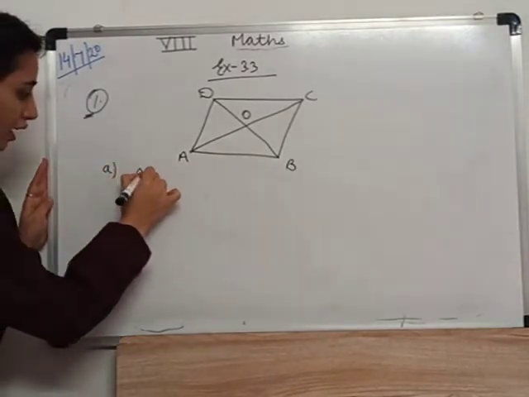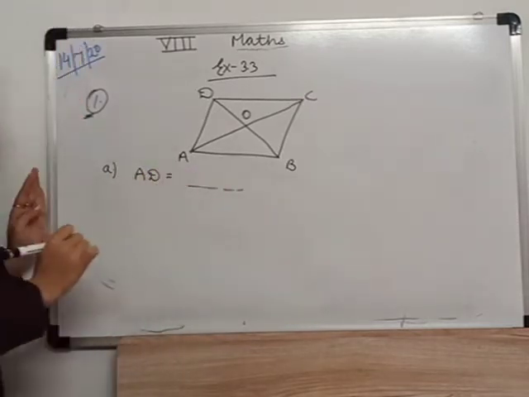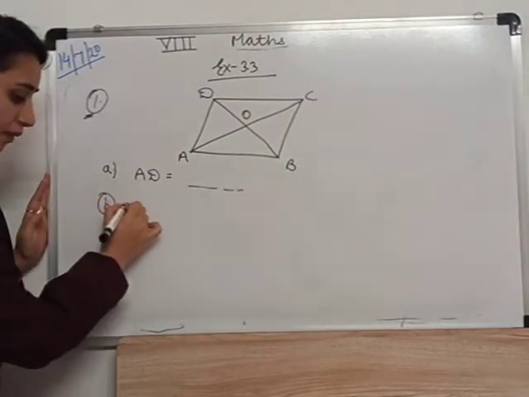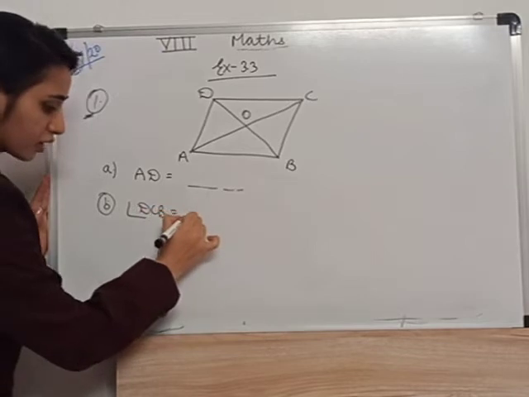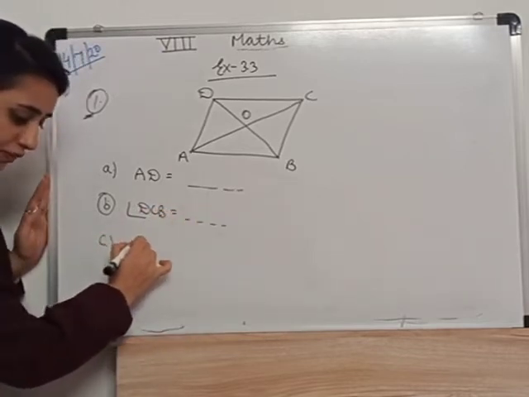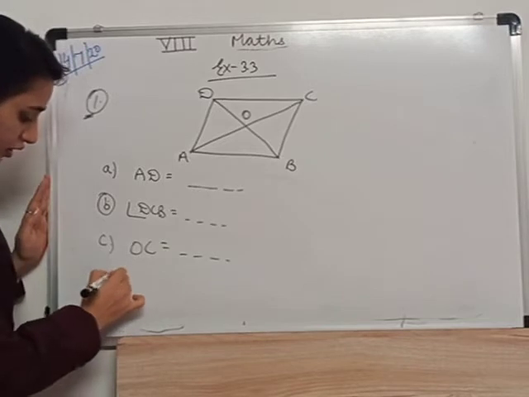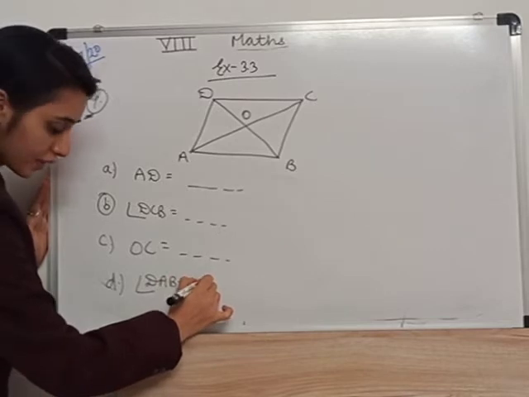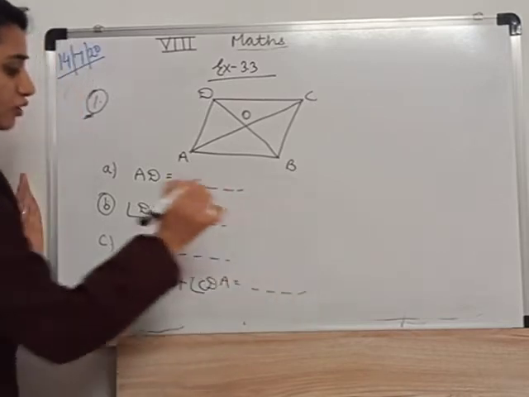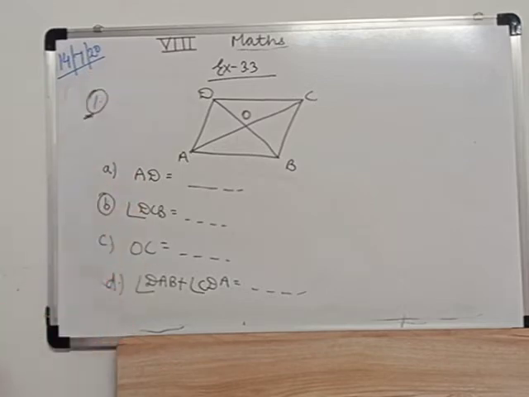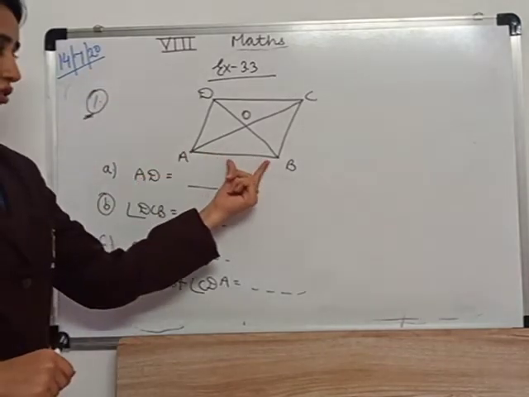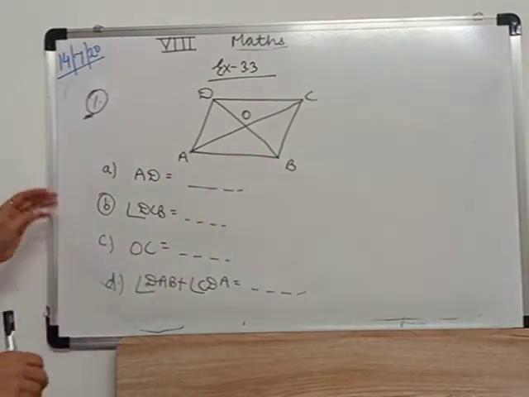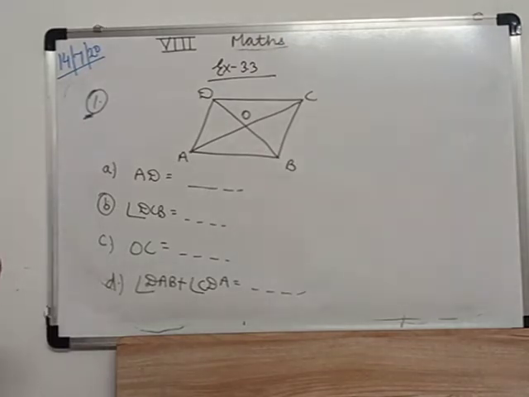Now we have to complete the fill-ups. The first fill-up is AD is equal to what, with reason. Second is angle DCB is equal to what. Next is OC is equal to what. Next is angle DAB plus angle CDA is equal to which value. Complete these fill-ups by using the properties of parallelogram ABCD, and give a reason for each.